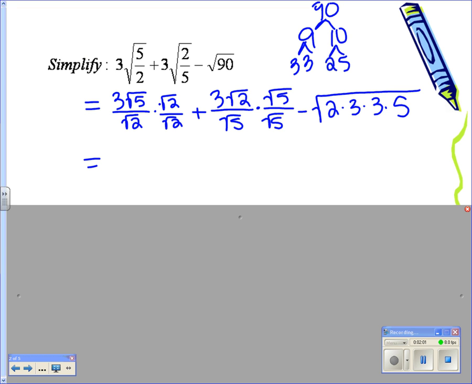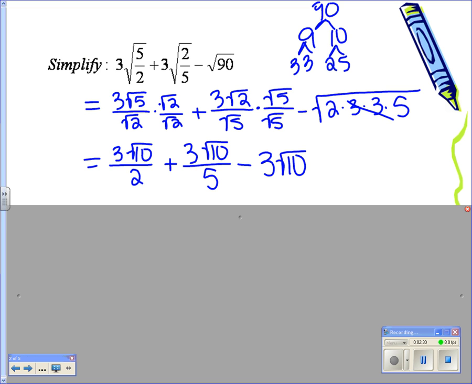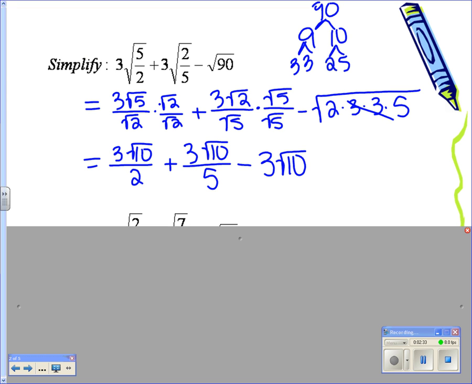Okay, so what happens to this first term? Over 2. And then plus what? What happens to the minus square root of 90? Yep. Okay, what is the common denominator? I'm running out of room. What is the numerator going to be? 15 square root of 10 over 10.